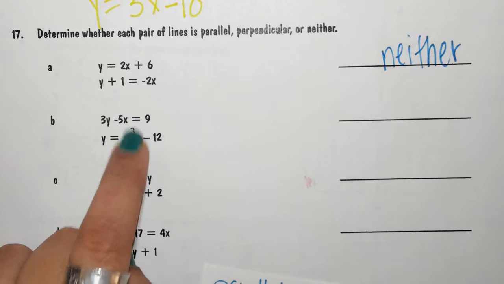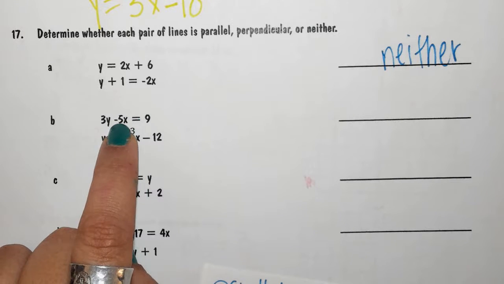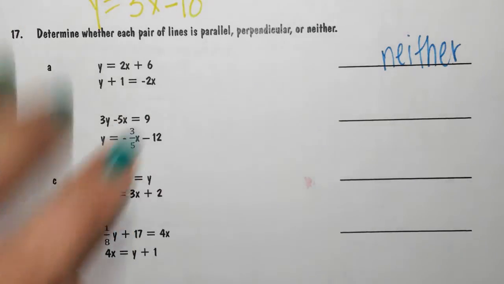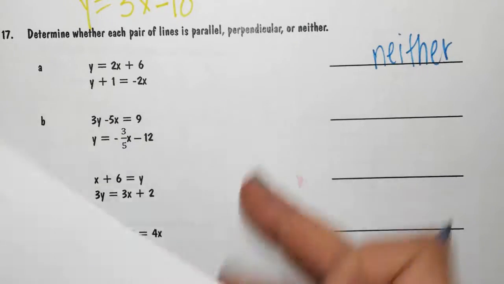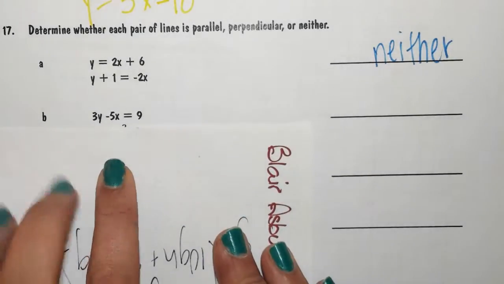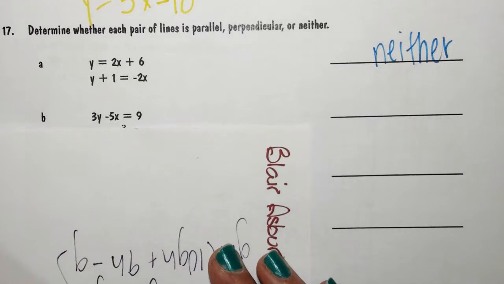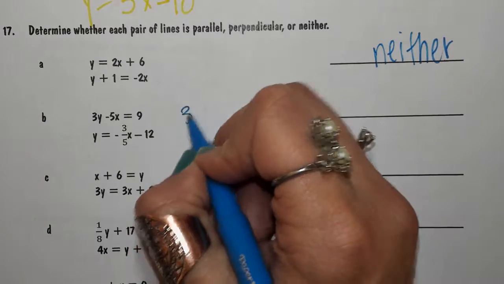So this one is negative 3/5. Now, do we have this in slope intercept form? No. The first one, this guy is not in slope intercept form. Can I come over here and solve him? Do we know how to solve for y? Yes. Yeah, we do. Let's do it.